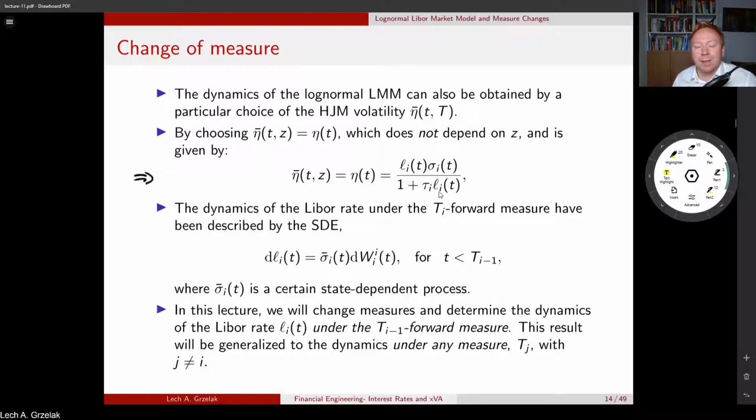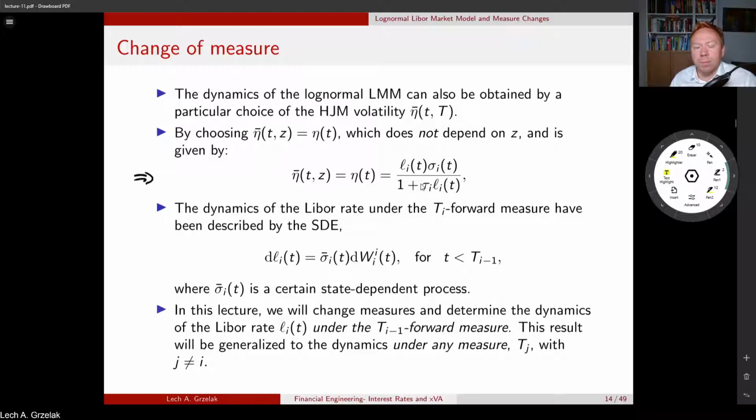If we choose this form, then we go back to our model, and this will define the Libor dynamics under its corresponding measure. So this is a nice relation. Of course, those derivations may be a little bit algebraic. You have to do some derivations, but this is just to show you that there is still a relation between HJM and LMM.